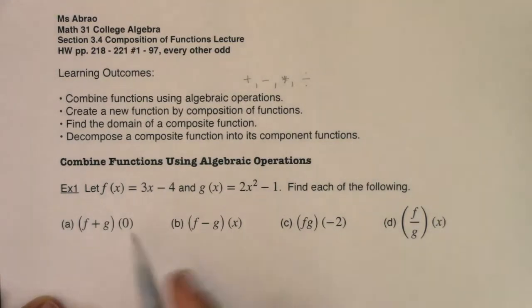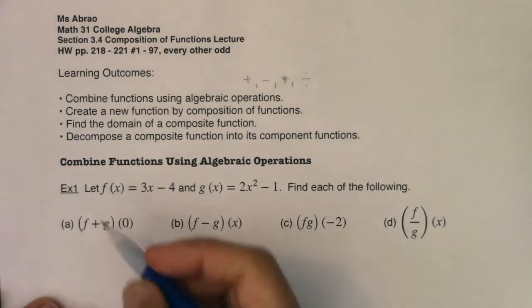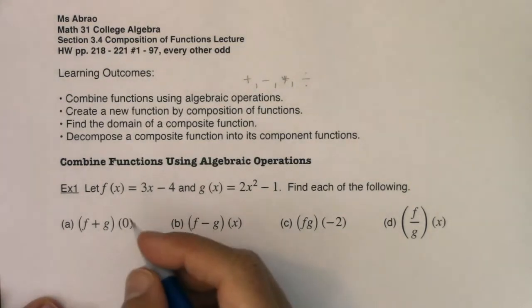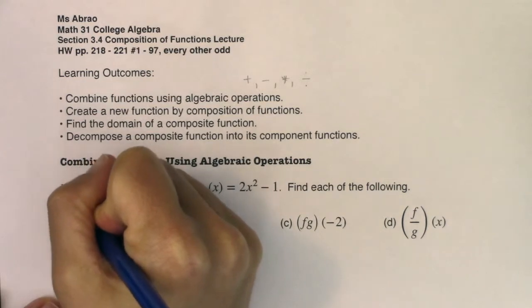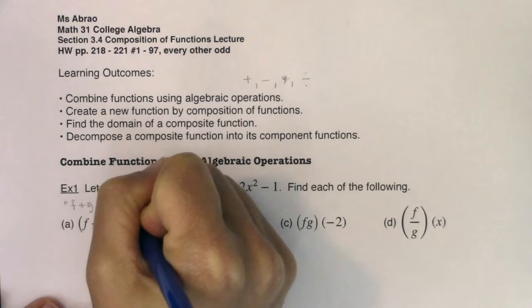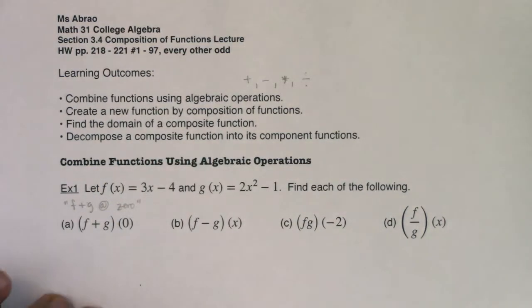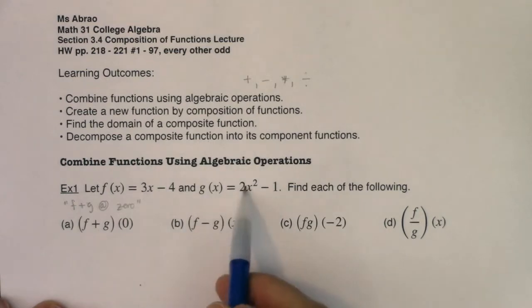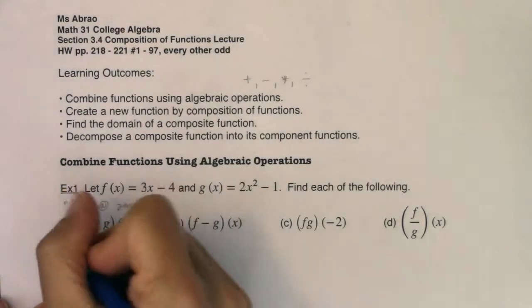All right, so this looks fancy, all of these do. And what happens is this looks like multiplication. Many students say, oh, this is f plus g times 0. It's not. This is still function notation. So if I was going to say it out loud, f plus g at 0. So it's not f plus g times 0. There's no multiplication here. But it's not terrible to handle this. All this is saying is plug 0 into each of these functions and add those numbers up.